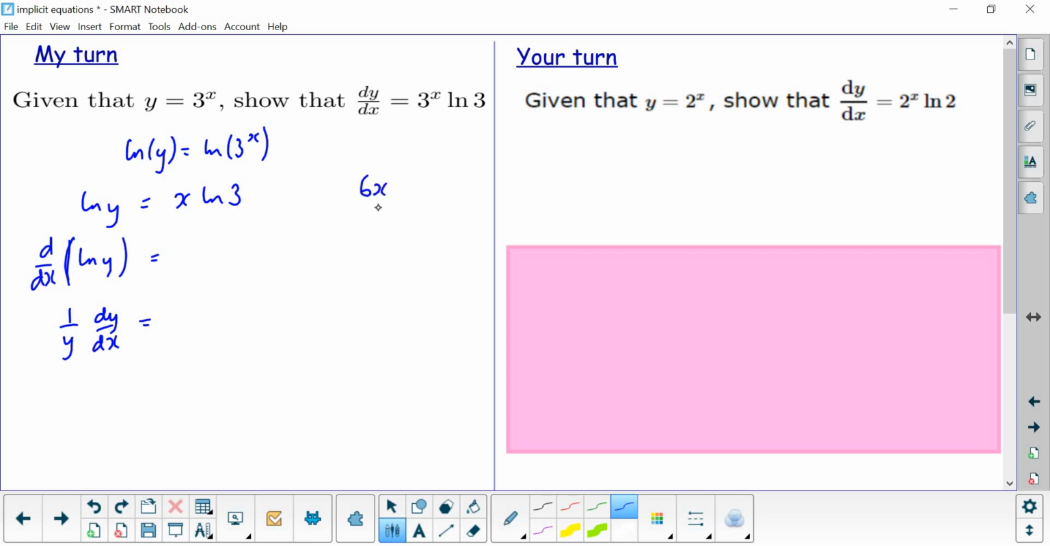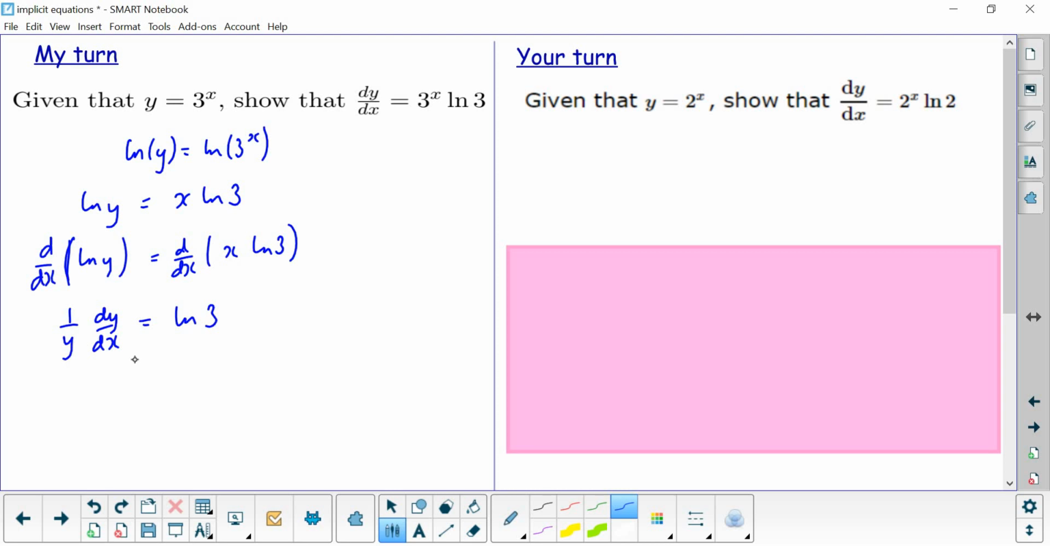For the next part, imagine that it just said 6x. If you're differentiating 6x, you just get 6, because 6 is a constant. And it's the same here. If we're differentiating x times natural log 3, we're just going to get natural log 3. So d by dx of x times natural log 3 is just going to be natural log 3.